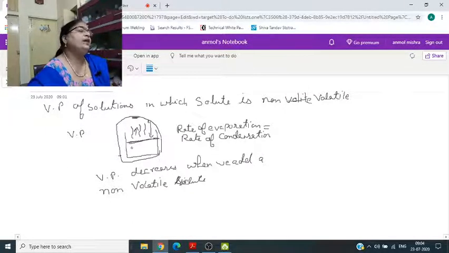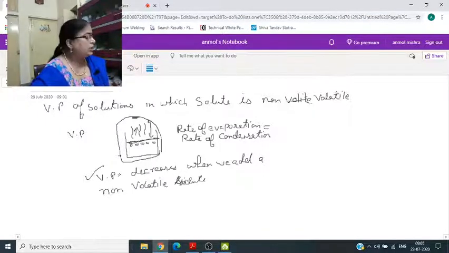So why? Because the solute particles go and get dispersed in it. As a result, the escaping tendency of the solvent will decrease, because as the solute gets dissolved, the escaping tendency from the surface gets reduced. Therefore, vapor pressure decreases. Again, this question is very important. What happens when we dissolve any non-volatile solute in a solvent?